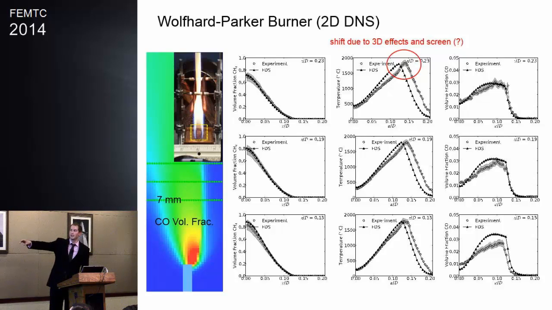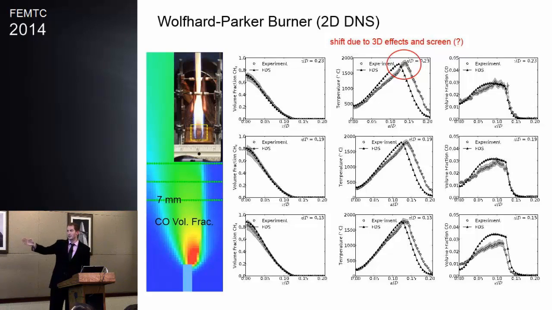What I'm presenting here is, on the left-hand side, the left column is fuel, the middle column is temperature, and the third column is CO concentration. Each row represents a different height above the burner. The bottom row is 7 millimeters, the next row is 9 millimeters, and the top row is 11 millimeters. And you can see we do a really good job of both the CO and the fuel concentrations.